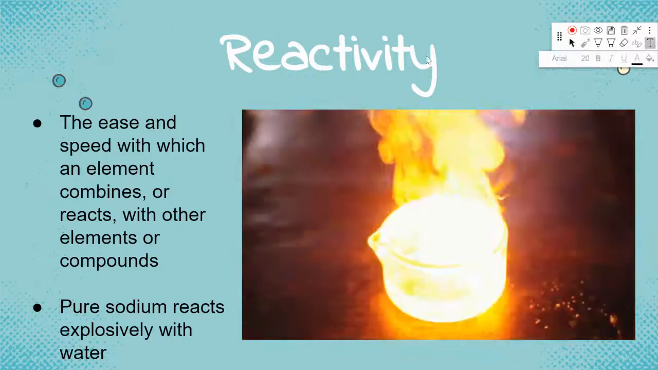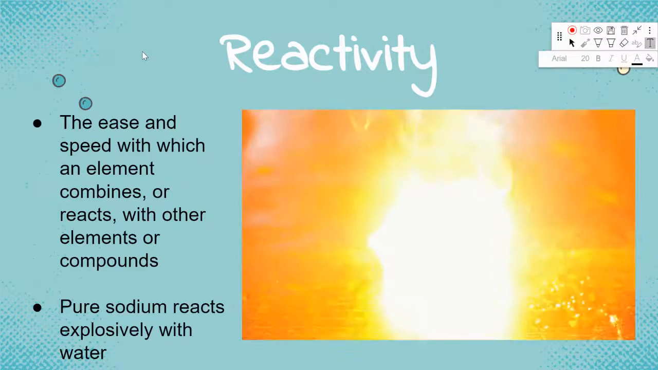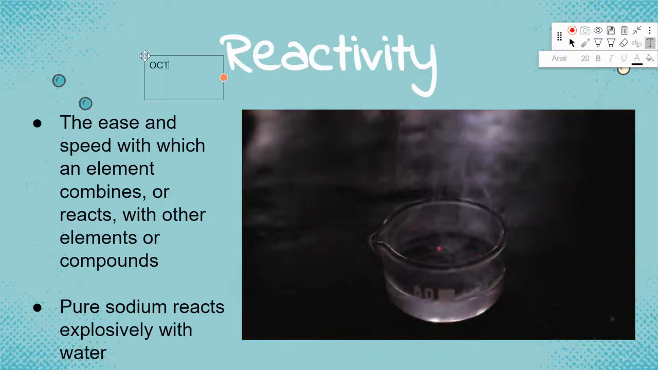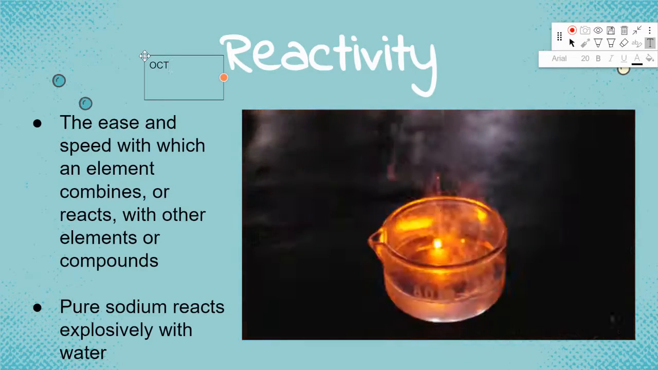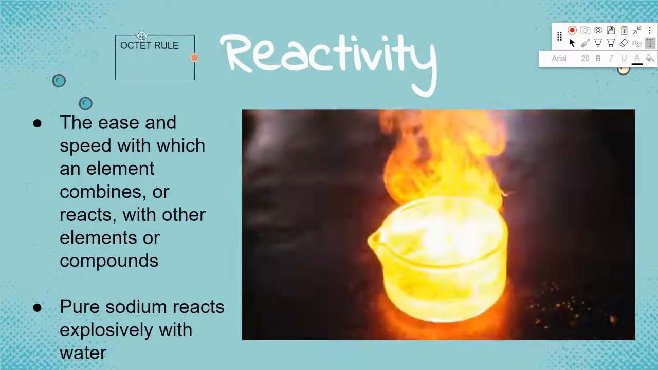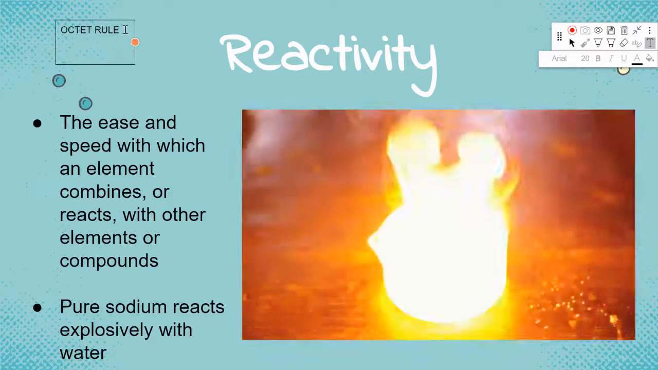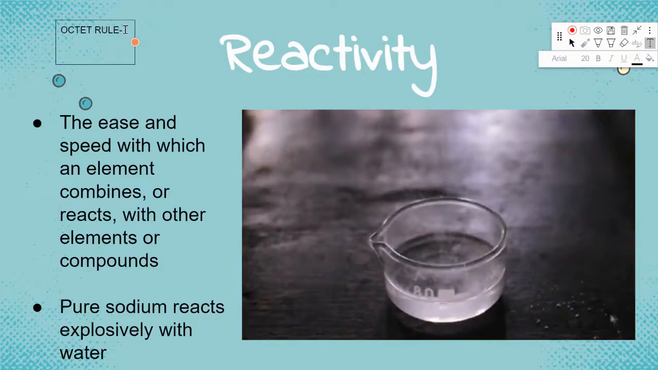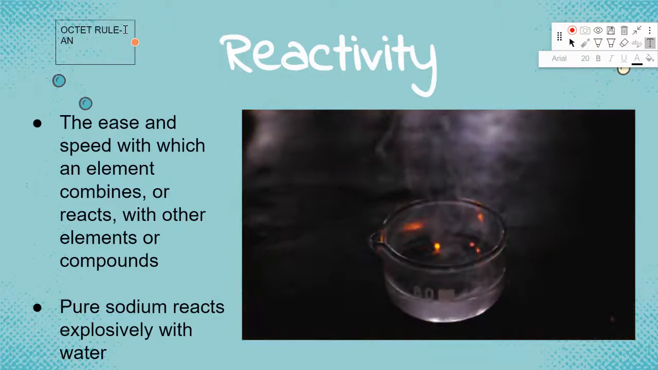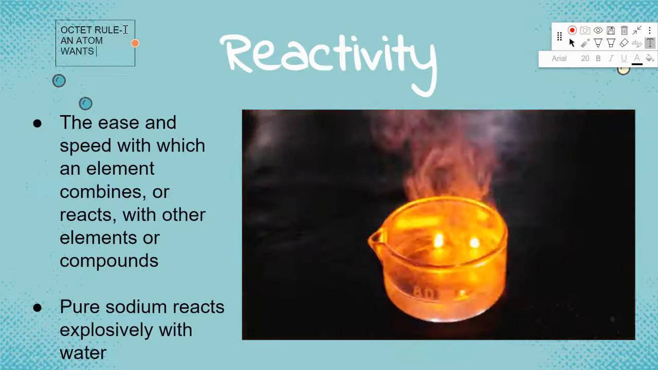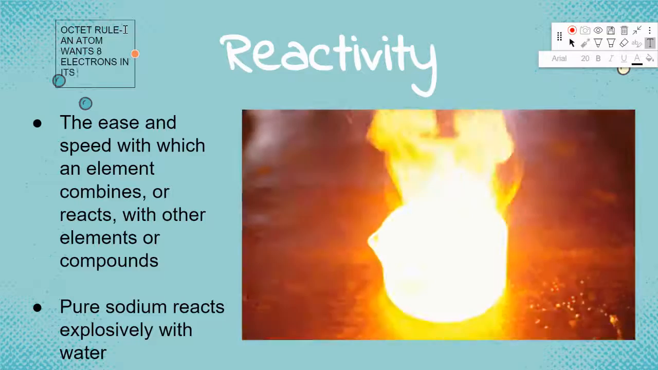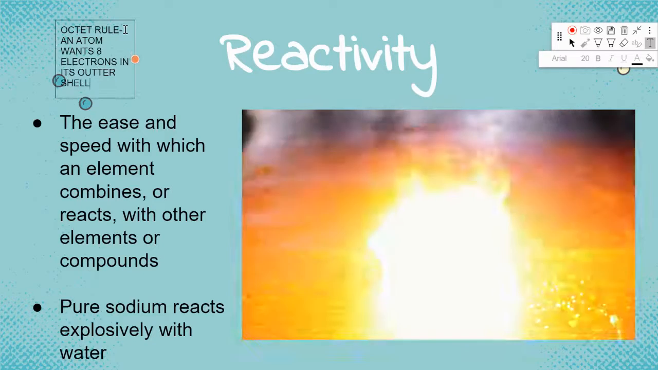And this is where I will bring up that it's important to know that all atoms are really striving to be stable, to be balanced, right? And in order to do that, they're going to have to reach the octet rule. What the octet rule is saying, and we'll talk about this quite a bit more, especially when we get to bonding, is that an atom wants 8 electrons in its outer shell. So that's basically what the octet rule is saying.